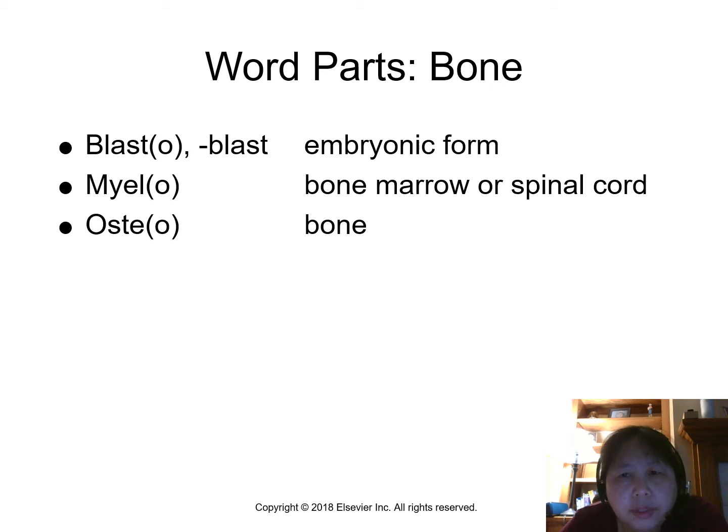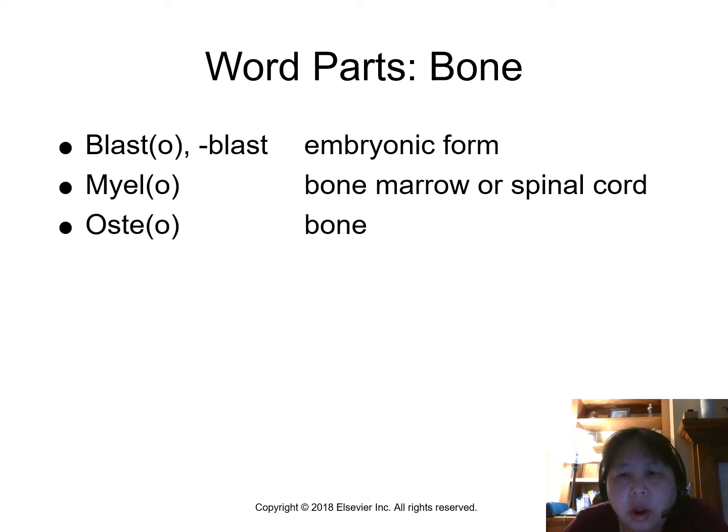Here are some words that talk about the developing bone. The combining form blasto means embryonic or early form. So when you're looking at osteoblast, an osteoblast is an embryonic bone cell. With growth, osteoblasts develop into bone cells. And the word that literally means bone cell is osteocyte.